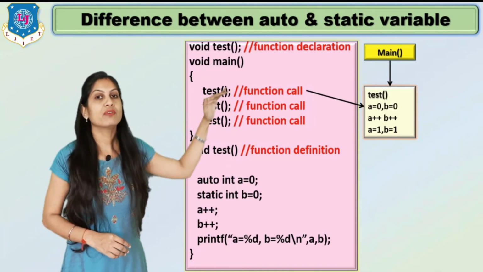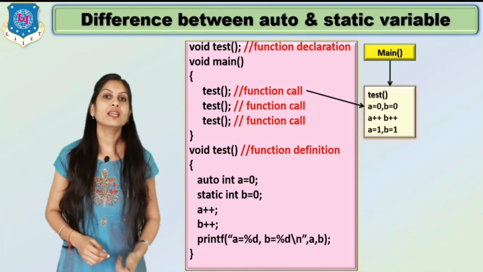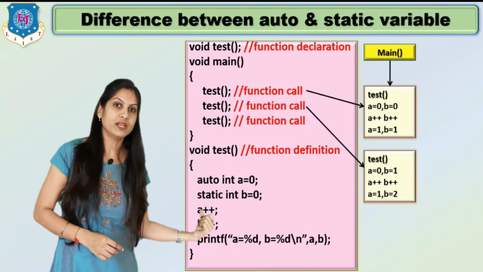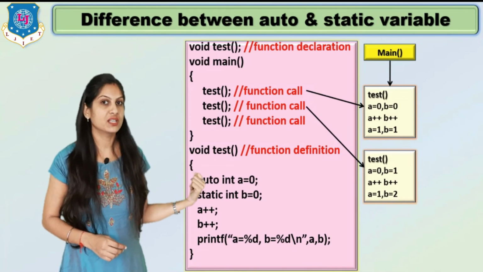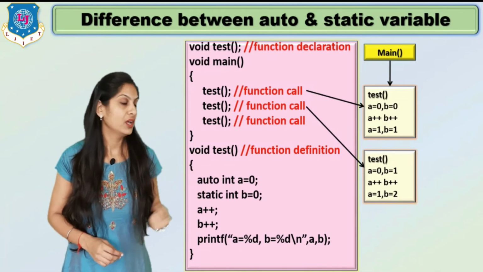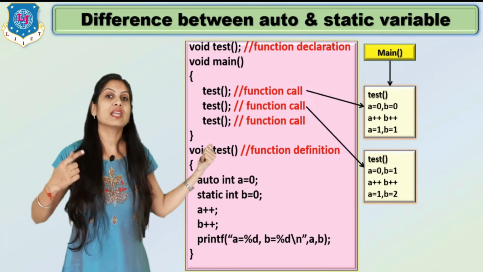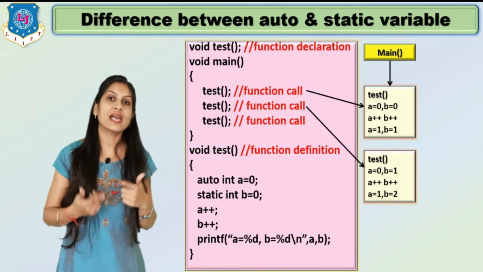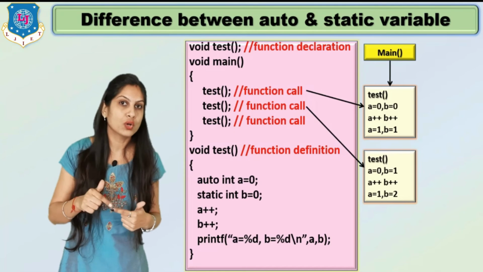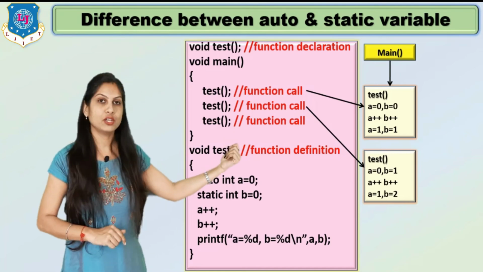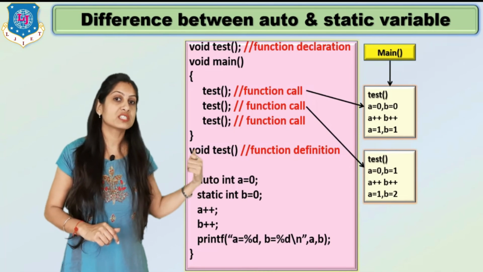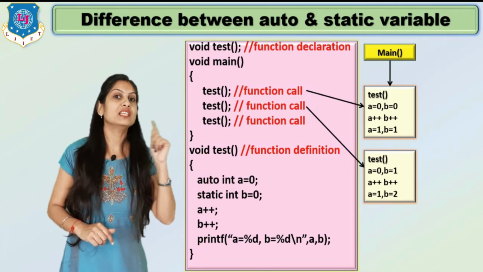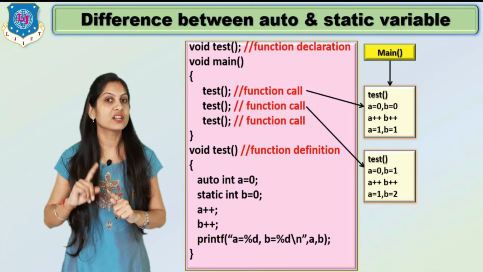So the second time the function call is there. So again it moves to the function definition, and when we move inside the function, again the auto is there. So the a value that became 1 will be destroyed, and a new value will be allocated to a, that is 0, and b retains its value because of static. So the b value 1 will be stored, not 0.